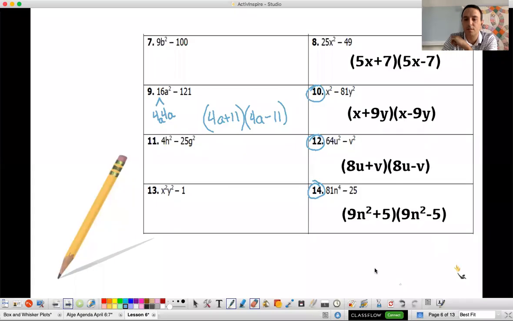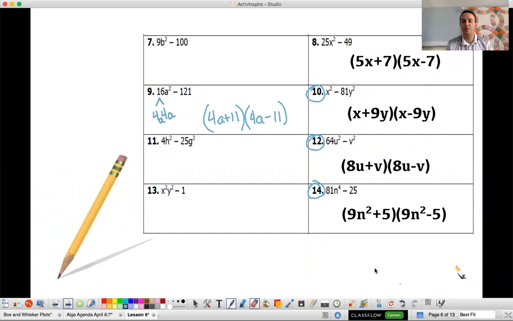All right, so I know we need to all be done, but let's take a look at the answers real quick. So for number 10, we've got x plus 9y times x minus 9y. Then we have our final set, number 12, 8u plus v and 8u minus v. Now the last one's a little trickier, so I'm going to show that one to you now. So here's that last one.